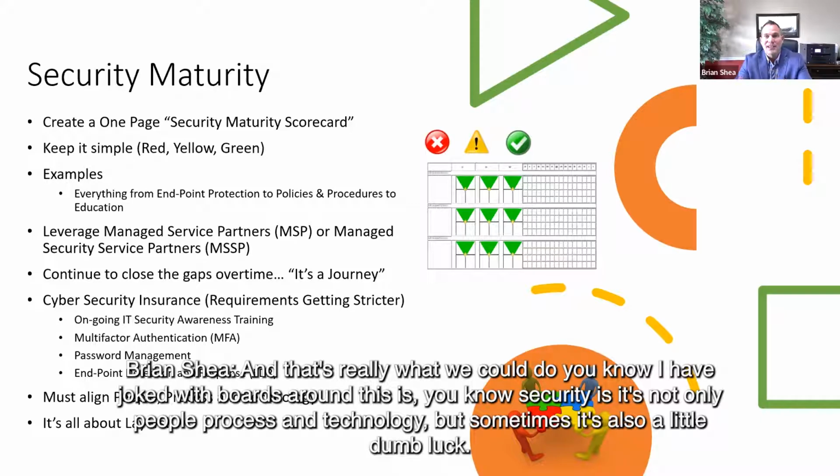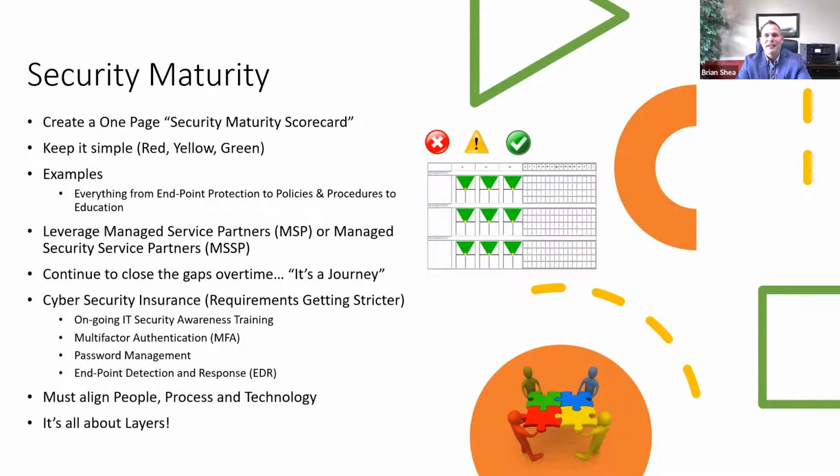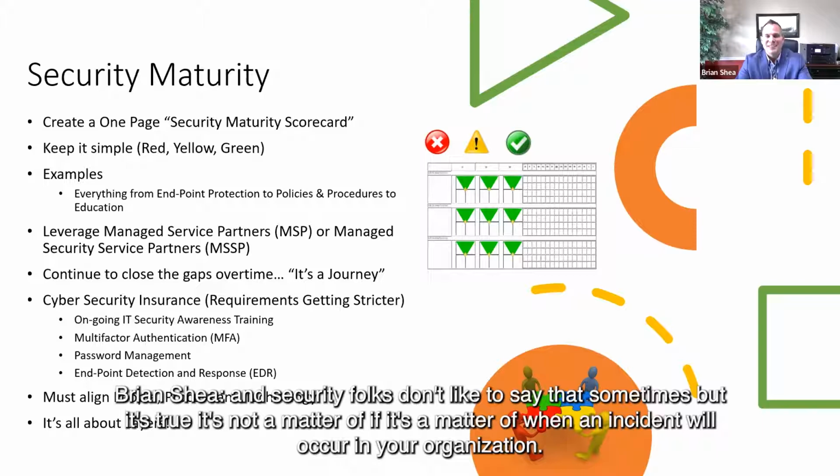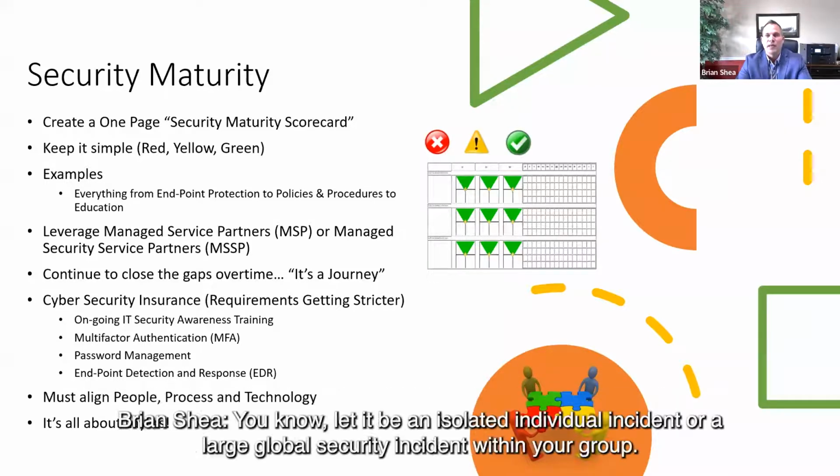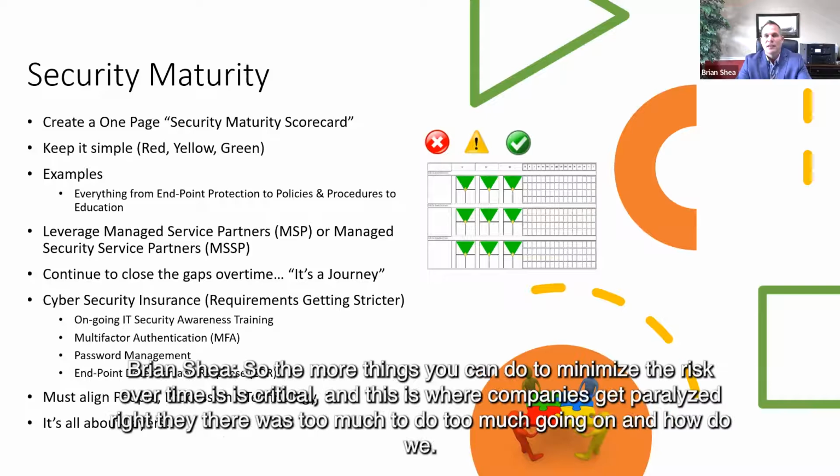I've joked with boards that security is not only people, process, and technology, but sometimes it's also a little dumb luck. Security folks don't like to say that sometimes, but it's true. It's not a matter of if, it's a matter of when an incident will occur in your organization, be it an isolated individual incident or a large global security incident within your group. So the more things you can do to minimize the risk over time is critical.